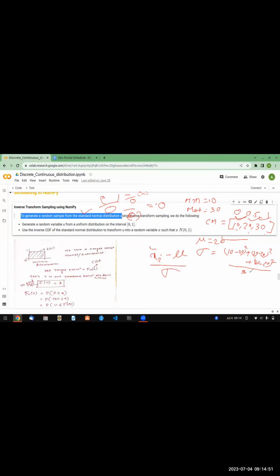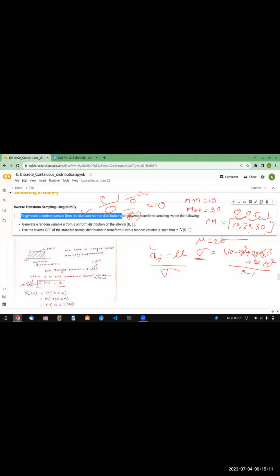1 minus 1. 3 minus 1, right? Is this 3 minus 1 or 3, guys? What is the formula, N or N minus 1? Are you sure that for a standard deviation we do this? Yes, sir. Right. Okay.